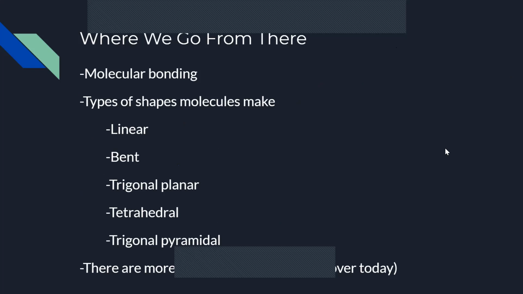So where we go from there, we'll think about molecular bonding. We'll think about the types of shapes that molecules make. So we get into linear, bent, trigonal planar, tetrahedral, and trigonal pyramidal. Those are the only 5 we will cover in class today, but there are more molecular shapes that can occur.